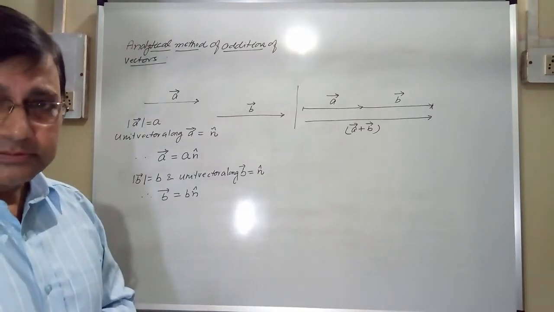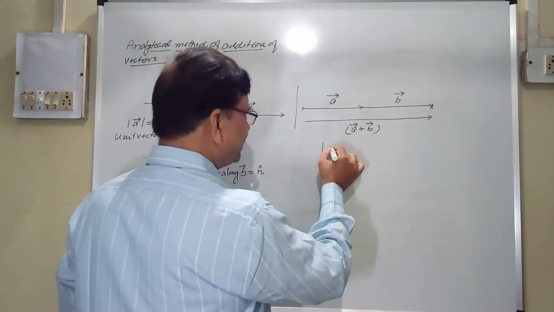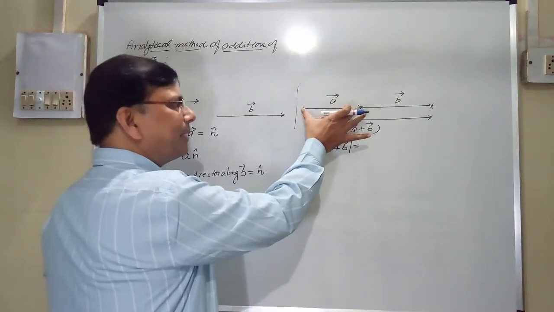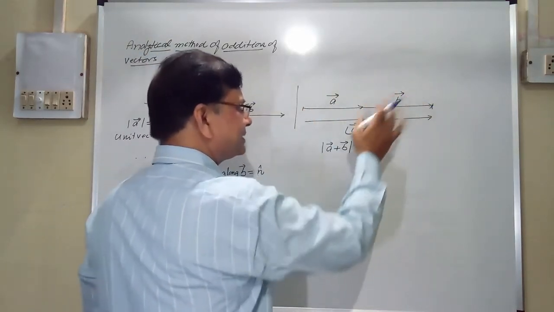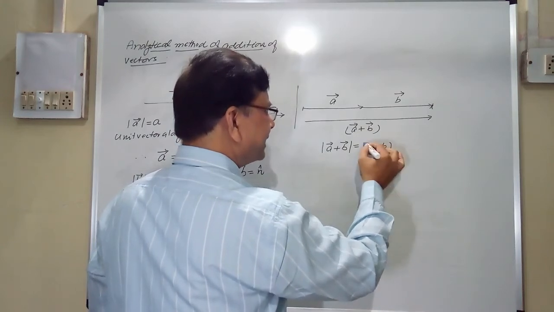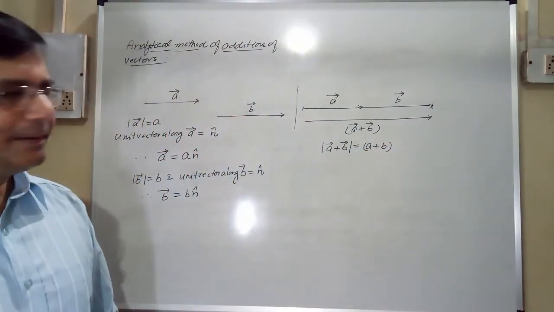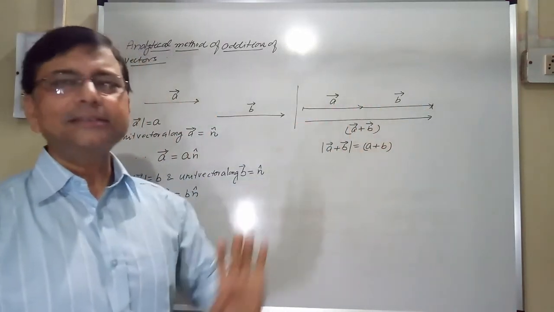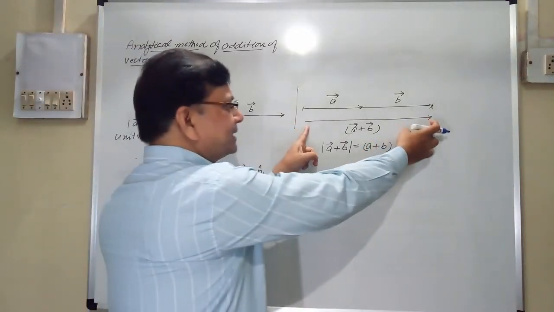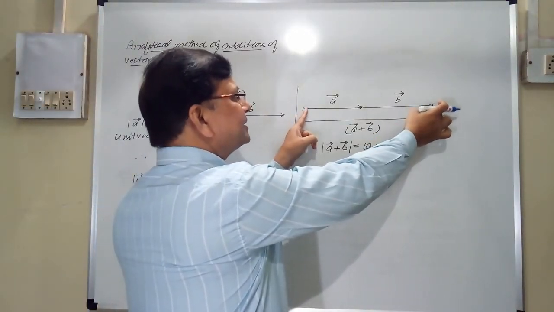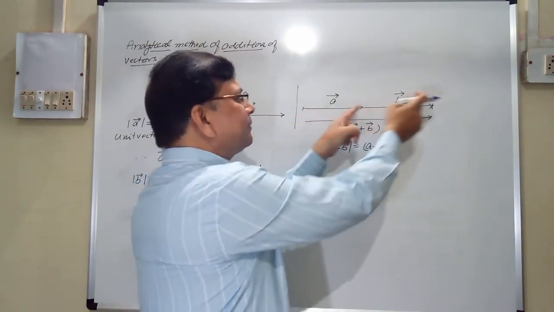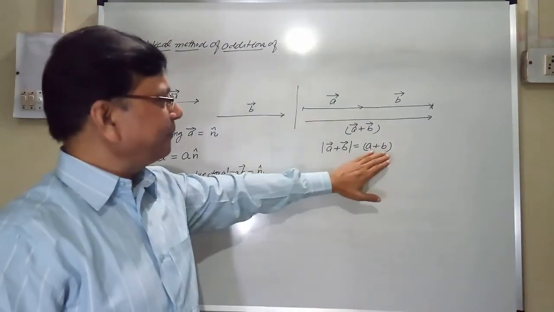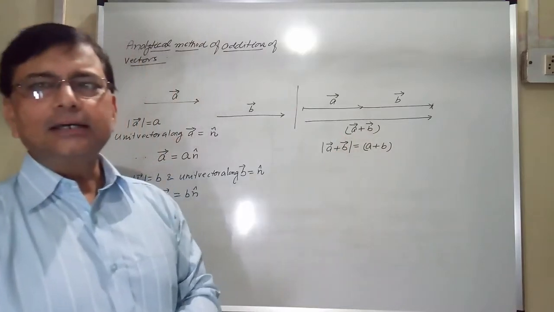What about the magnitude? See, very important. Magnitude of A plus B in this case is equal to magnitude of this plus magnitude of this. That is A plus B. Right? Magnitude of A plus B means same length we are getting. Our length tells the magnitude. So this vector has got the same length as the length of this. And length of this means length of this plus length of this. Length of A plus length of B. Right? So A plus B, the magnitude of the sum of the vectors.